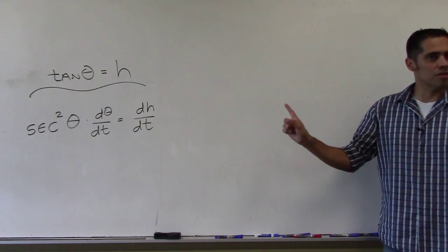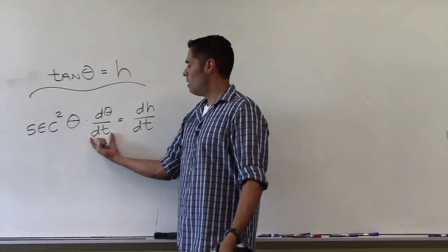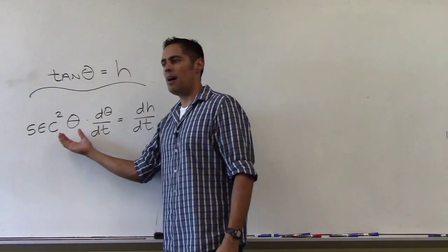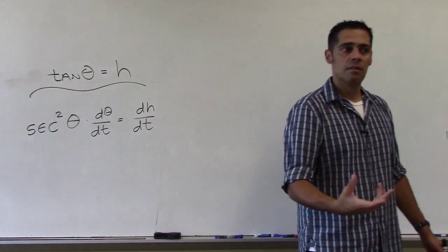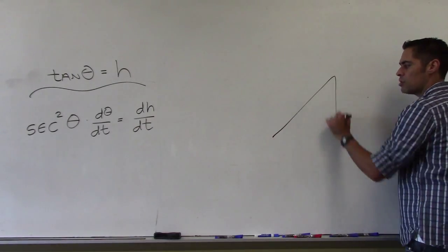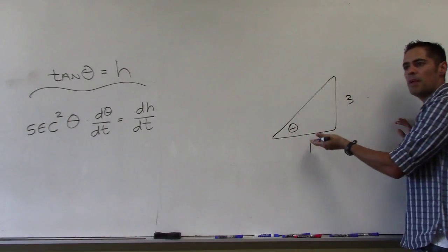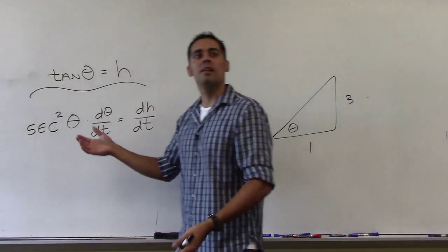And see, the challenge here is that, yes, you can get d theta dt. Yes, you know dh dt, but what are you going to need in order to figure this out? You're going to need to know what theta is. So then you have to go back to that general picture, or not the moment in time, and actually figure out what theta is. And then figure out what secant of that is, and then to square it.